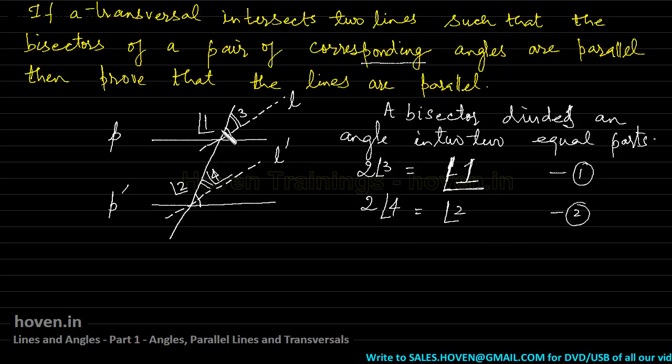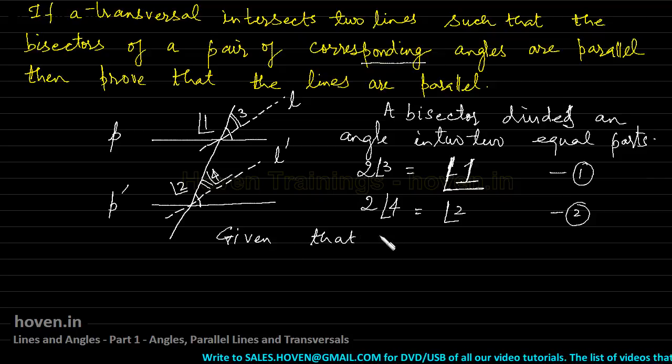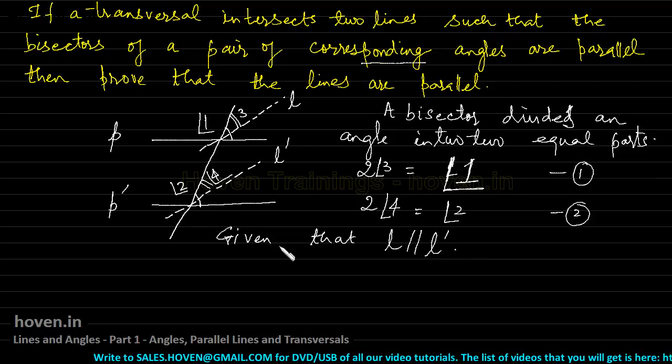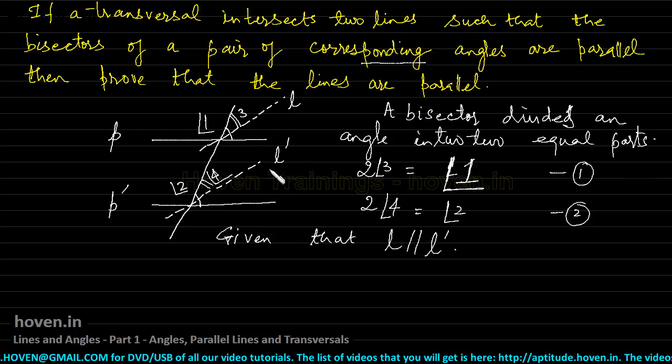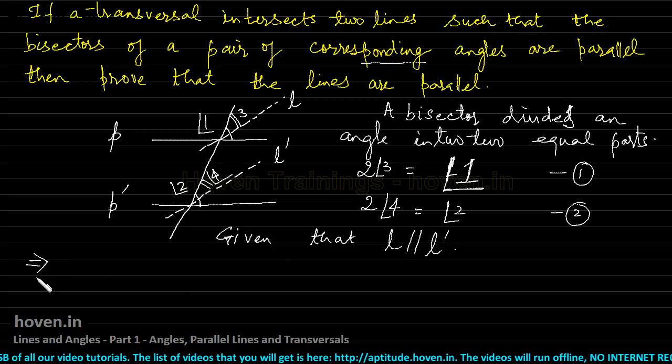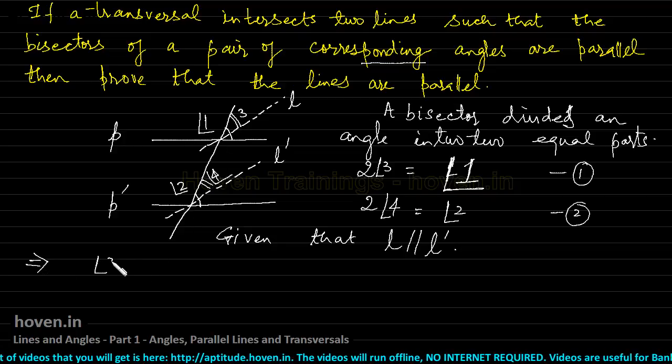Now what is given to us is that L is parallel to L dash. This is the bisector of this angle. This is the bisector of this angle. And L and L dash have been given as parallel. So what does it imply? This is very interesting, that we are reasoning out the things, which implies that angle 3 is the same as angle 4.